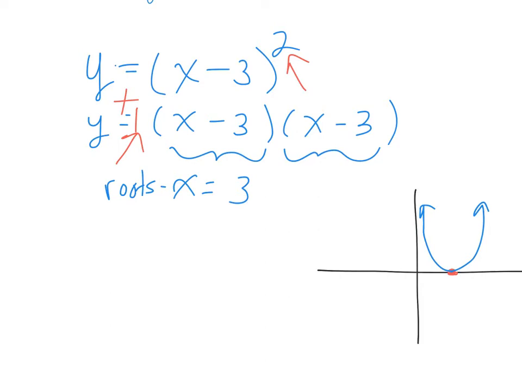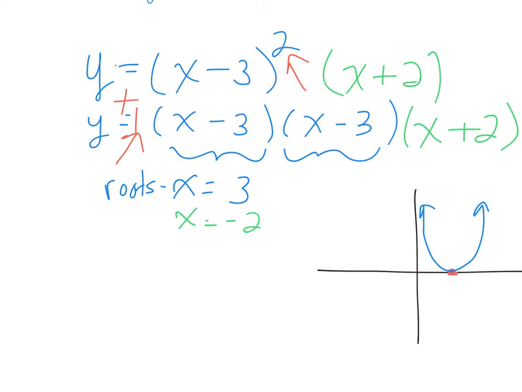So now what I'm going to do is add another factor, just like we did last time. And I'm going to make it, let's say, x plus 2. So now my entire function has x plus 2, which means I have another root at x equals negative 2. So, here we go. This is at positive 3. Over here I have, for argument's sake, about there, negative 2.